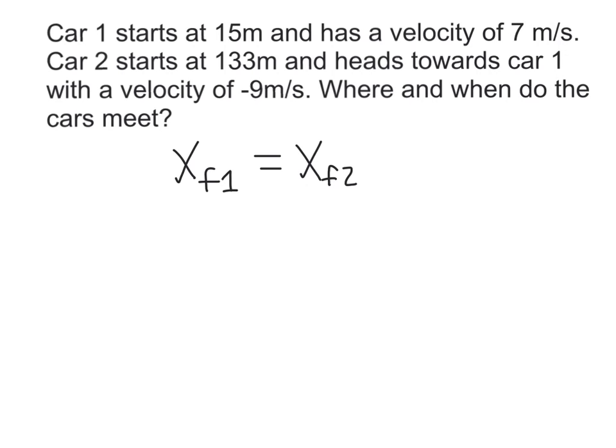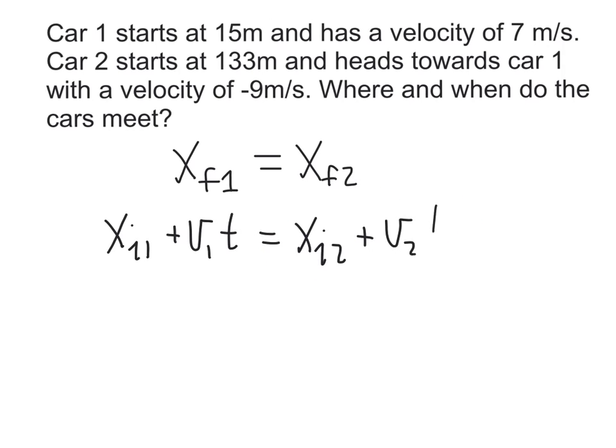Of course, as always, this is the key right here. Your final position of car 1 is equal to the final position of car 2. Now remember, this equation is equal to the position time equation we've been using over the last few days. So the position time equation for car 1 is equal to the position time equation for car 2. All we have to do is fill in the numbers.